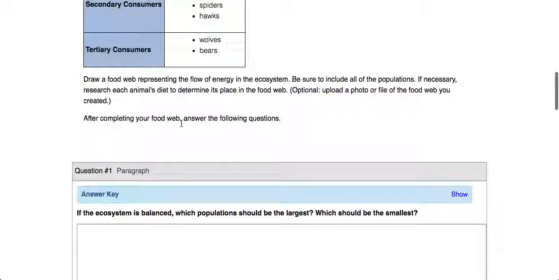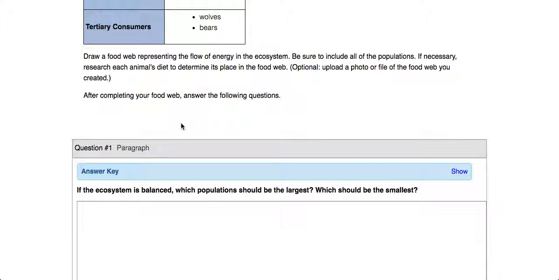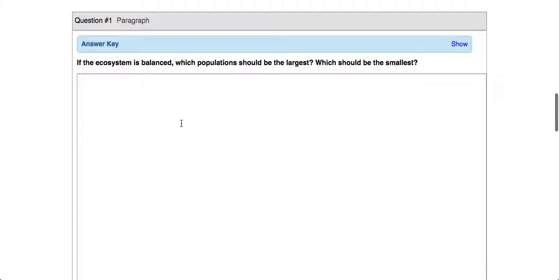Once you've created that, hopefully you'll have a better understanding of how food webs work. Remember, they're a relationship, and if you're not familiar with them, I encourage you to go back into the lesson and see how to build a food web. From there, you'll answer the following questions. If an ecosystem is balanced, if that seesaw is balanced, what population would be the largest and what population would be the smallest? Again, start thinking about the relationship between primary producers and tertiary consumers.